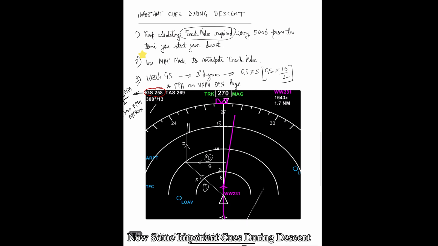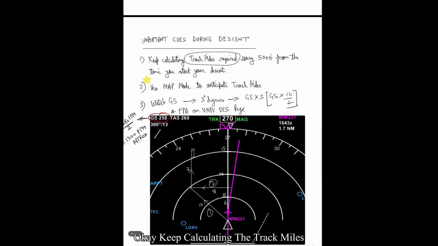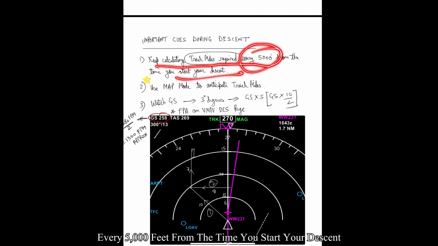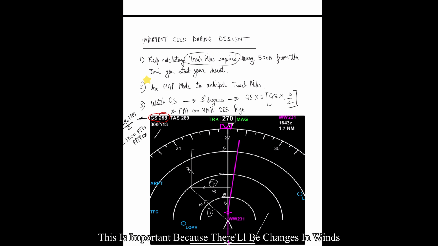Now some important cues during descent. Keep calculating the track miles every 5,000 feet from the time you start your descent. This is important because there will be changes in winds, so keep track of the winds. Use your map mode to anticipate the track miles. This is an important one.